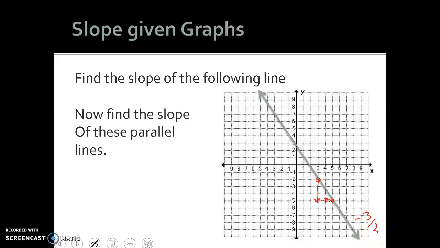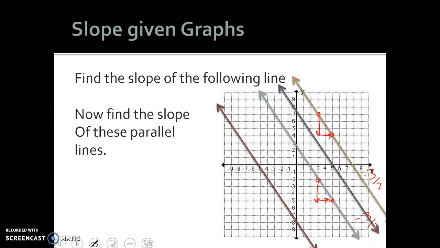So now let's find the slope of these parallel lines. All of these lines are parallel to the first line. And let's just see if we can figure out what some of these slopes are. Let's take this line first. And if I go from this point to this point, I'm going to go down 3 and over 2, which means this line has a slope of negative 3 halves.